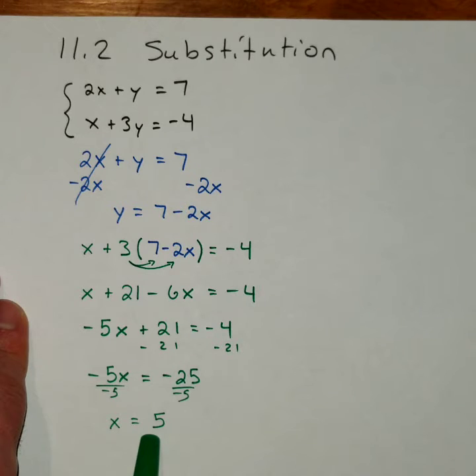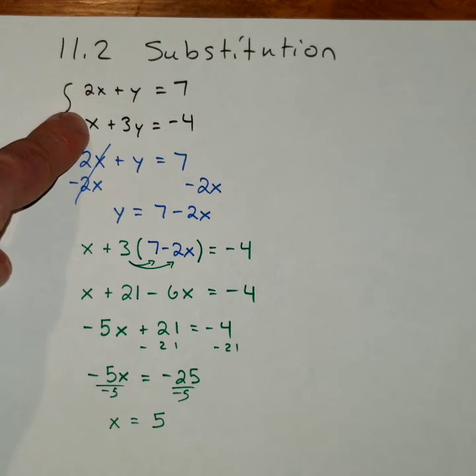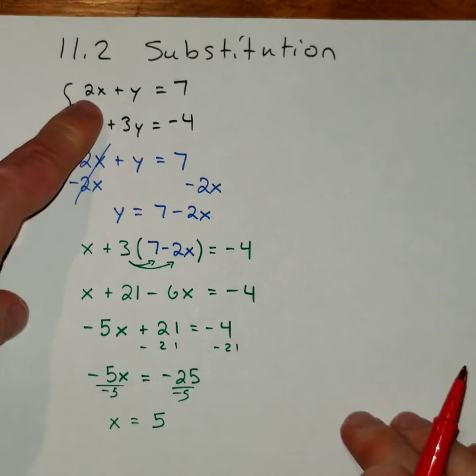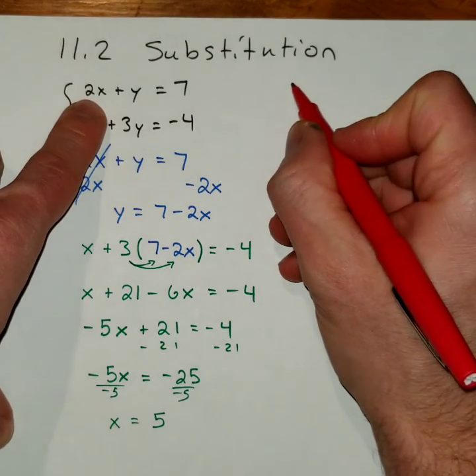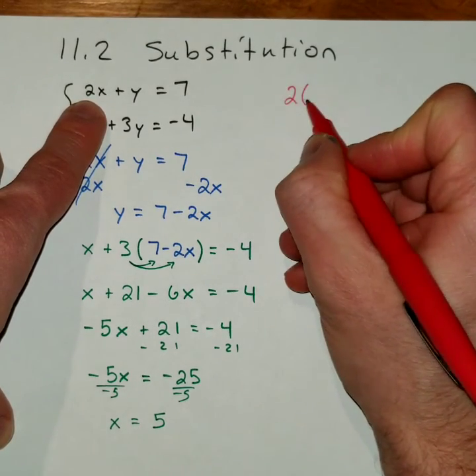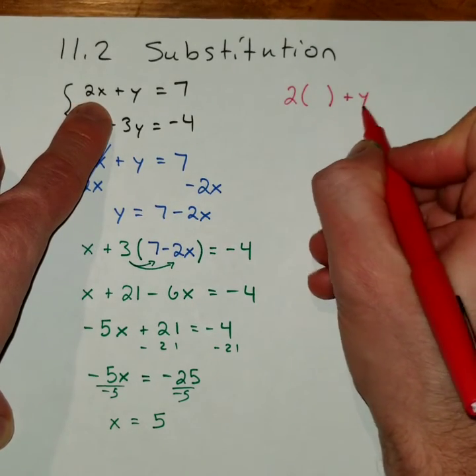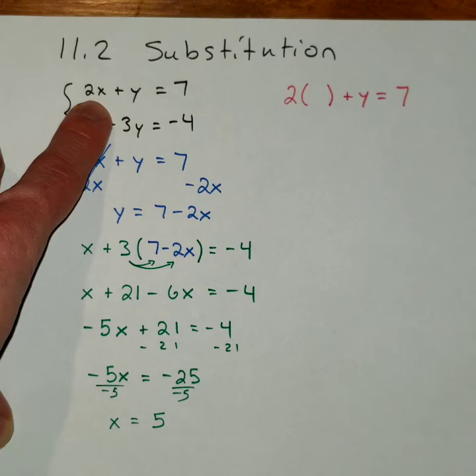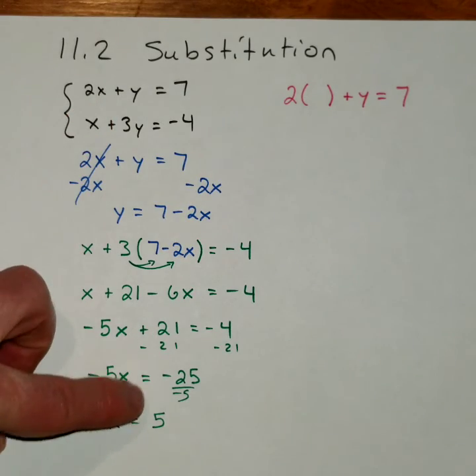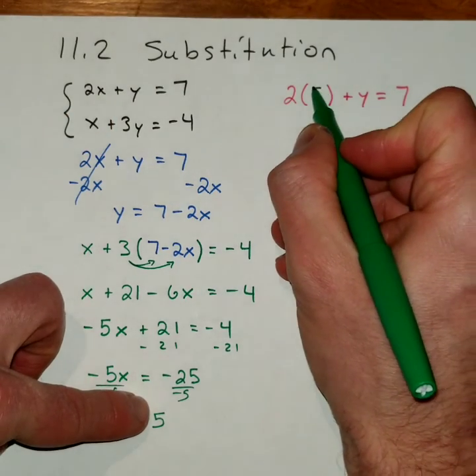x is 5, but we need the y value to get the ordered pair. So I take that 5 and I have to plug it back in. Now it doesn't matter which equation I plug it into. Either one will work. So I'm going to plug it into the top equation. Again, it doesn't really matter. 2 times that x value plus y is going to equal 7. Again, this x value of 5 is what's going to go in place there.